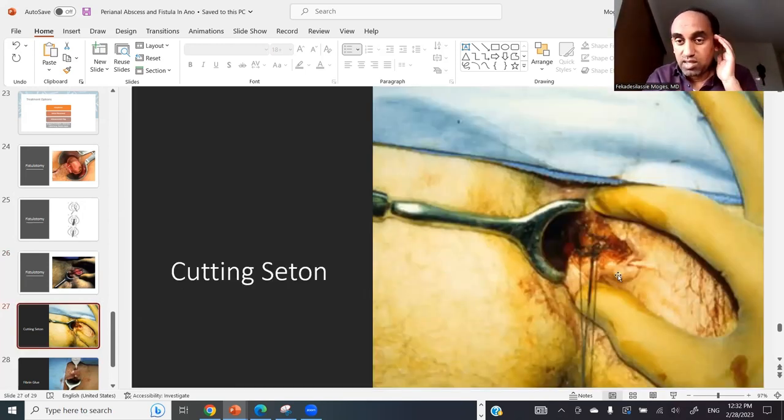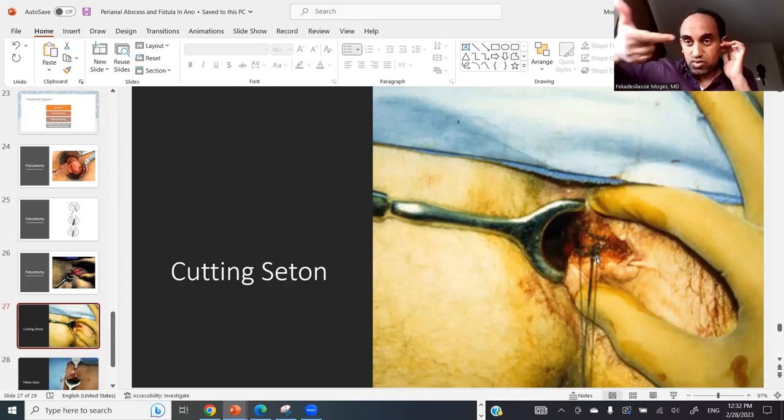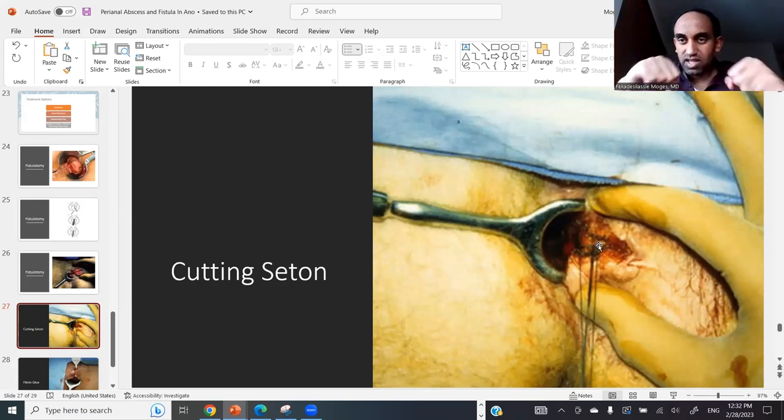So this is what is meant by a seton placement. You can see the stitch which is applied. It passes through the internal opening and the external opening. You tie it, and when you tie, it cuts through the tissue. The patient goes home. You tighten it after a week, and again after a week, and again after a week. Eventually, it cuts through the tissue, just similar to the fistulotomy.